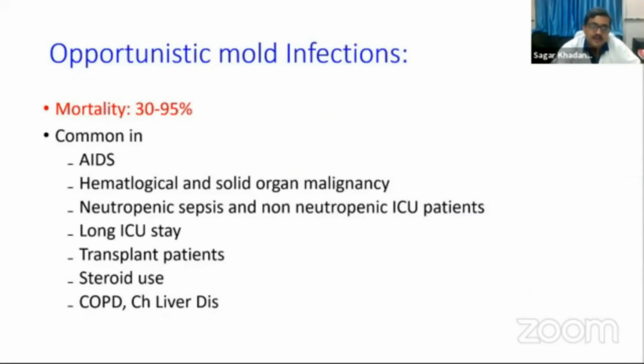Coming to other opportunistic mold infections. Mortality in candidemia is around 50 to 60%, whereas in mold infections it may touch around 90 to 95%. They are very common in HIV, AIDS, hematologic and solid organ malignancies, neutropenic and non-neutropenic patients, long ICU stay, transplant patients, steroid use, COPD, and chronic liver disease. All these are almost the same host factors as for candidemia.